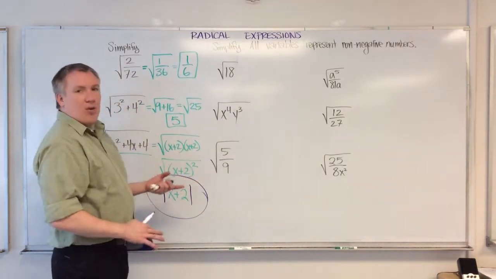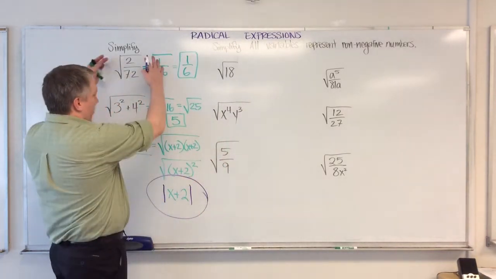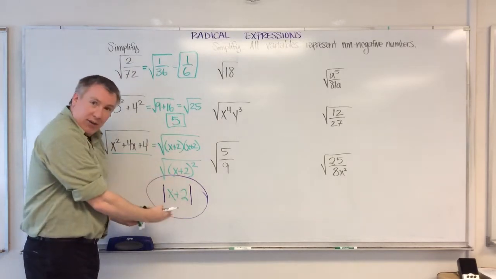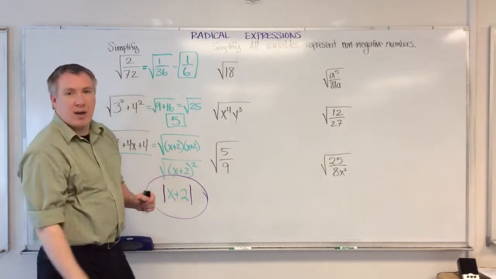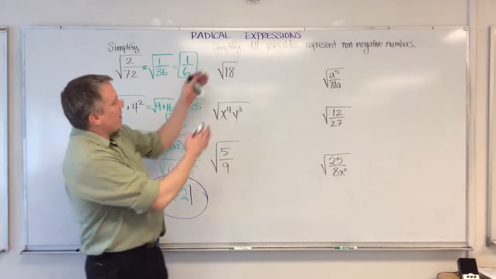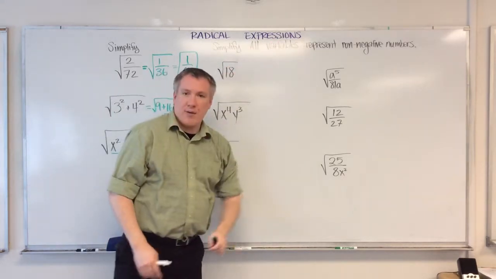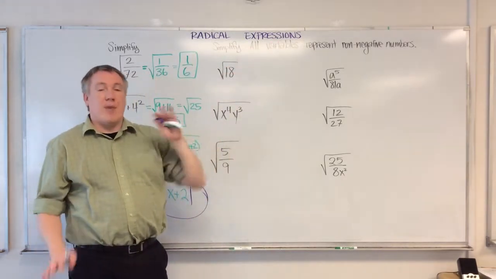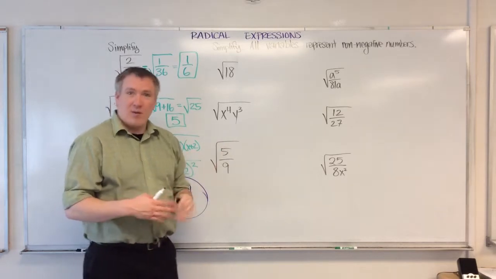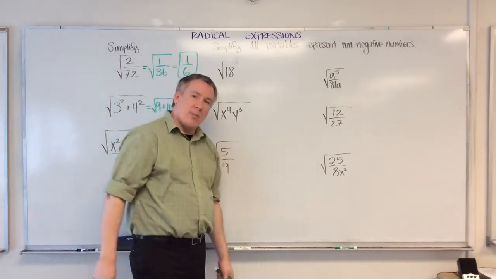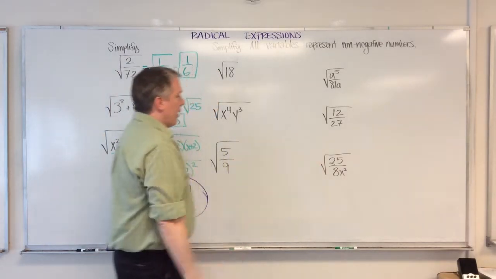So, as a general rule of thumb, if it just says simplify, and it's got a letter, a variable, in it, just throw in some absolute values. And if it says all variables represent non-negative numbers, don't worry about it. That's the really simplified short version. If you have more in-depth questions about that, I can answer those in class.